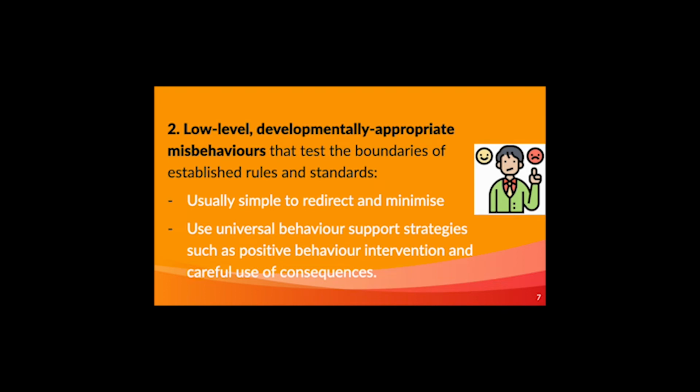Low-level, developmentally appropriate misbehaviours that test the boundaries, etc. It's things like boarders being unruly or noisy, those sort of things that you'd expect from young people of that age, but those behaviours are still not appropriate. They're usually simple to redirect and to minimise, and you can use those universal behaviour support strategies and of course careful use of consequences. So a consequence for this sort of behaviour might just be speaking to a young person. It could even be hand signals, those sort of consequences for that sort of low-level behaviour.